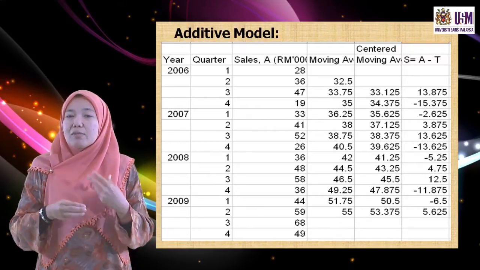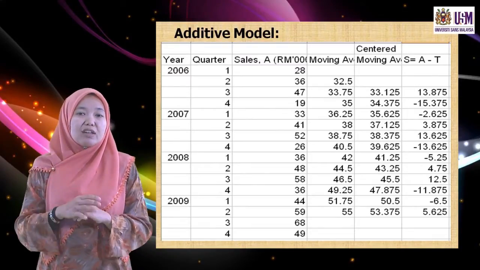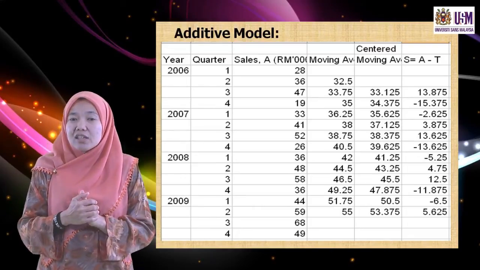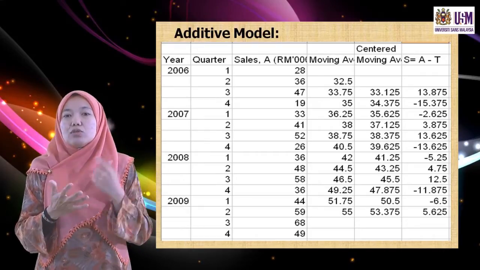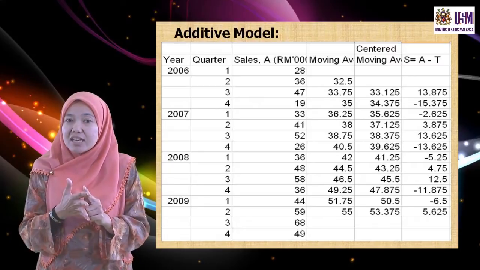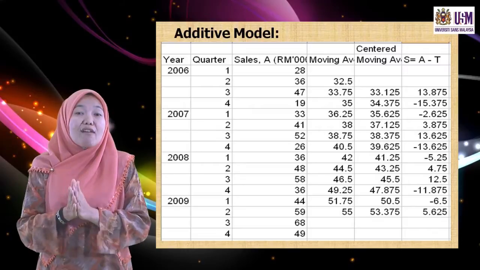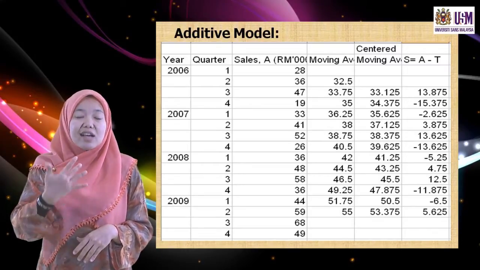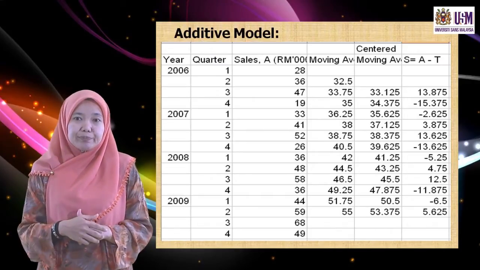Then remember how you calculate the next moving average. You leave out the first quarter value 28, and because you take out quarter 1 of 2006, you add quarter 1 of 2007. So you add 36 plus 47 plus 19 plus 33, then you divide by 4, and you should get the next moving average value of 33.75. You do the rest until the last point where there is no more 4 quarters that you can calculate.